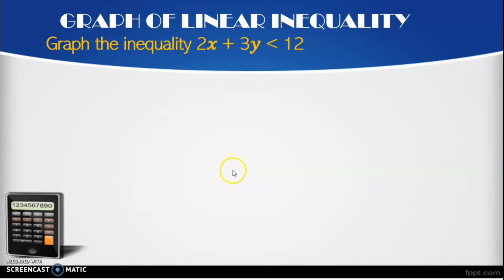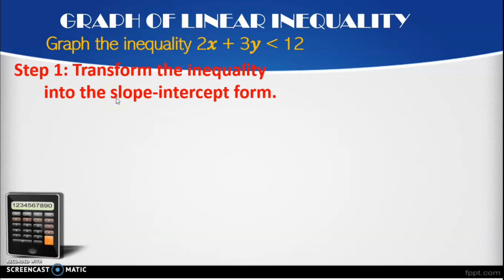Okay, we will have our first example. Graph the inequality 2x plus 3y less than 12. So, kung napapansin ninyo, our inequality is in standard form. So, we need to transform this into slope-intercept form. So, step 1, transform the inequality into the slope-intercept form. Our original inequality, 2x plus 3y less than 12.